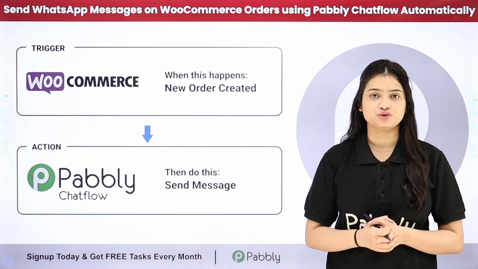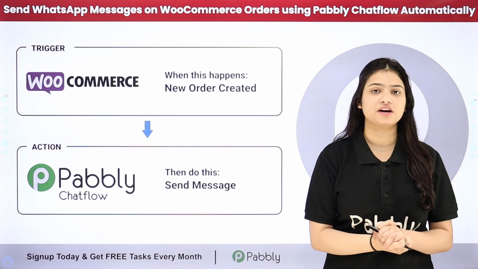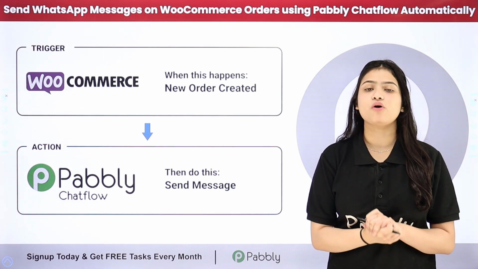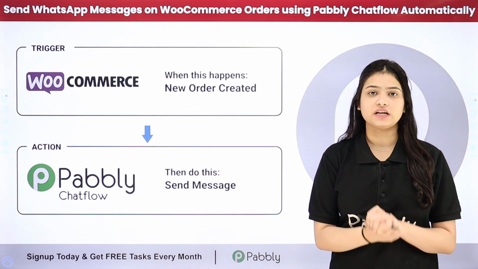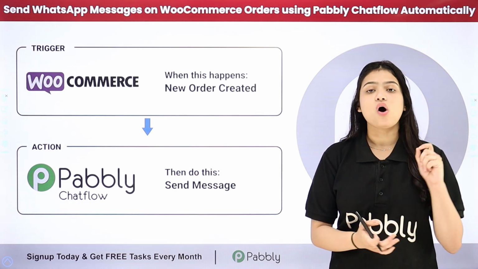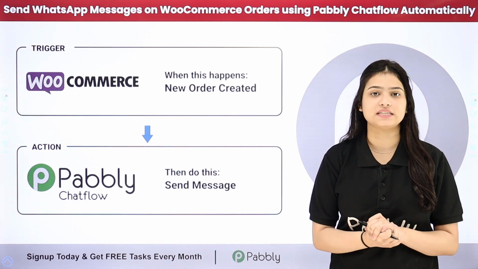In this video, we are going to learn how to send WhatsApp messages on WooCommerce orders using Pabbly Chatflow automatically. So here I'm managing an e-commerce store with the help of WooCommerce, and my objective is that every time a new order is placed on my WooCommerce store by a customer, an instant WhatsApp message in a personalized format should automatically be sent to that same customer.